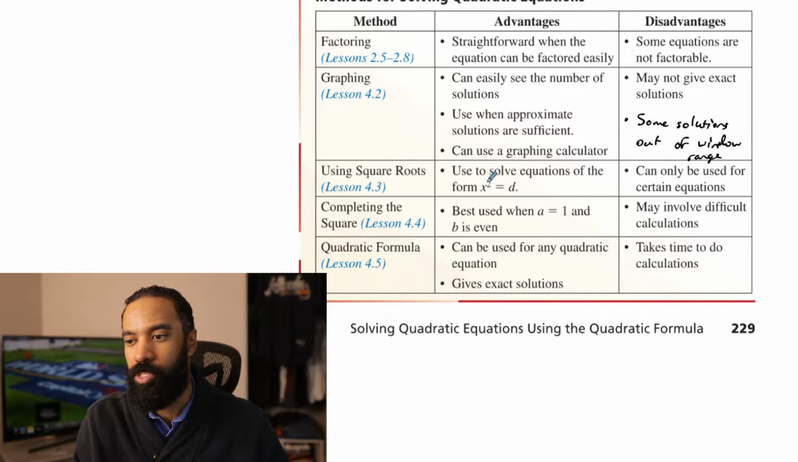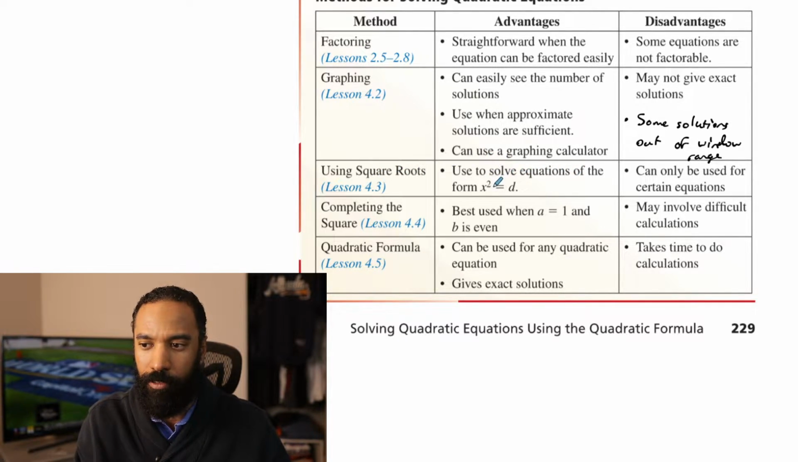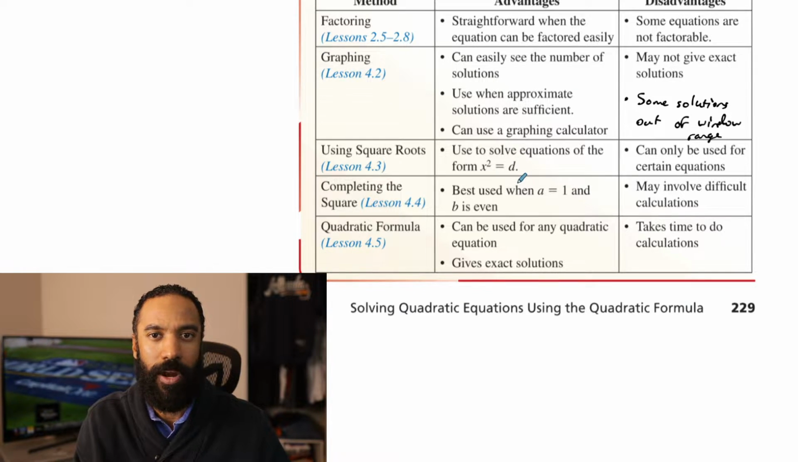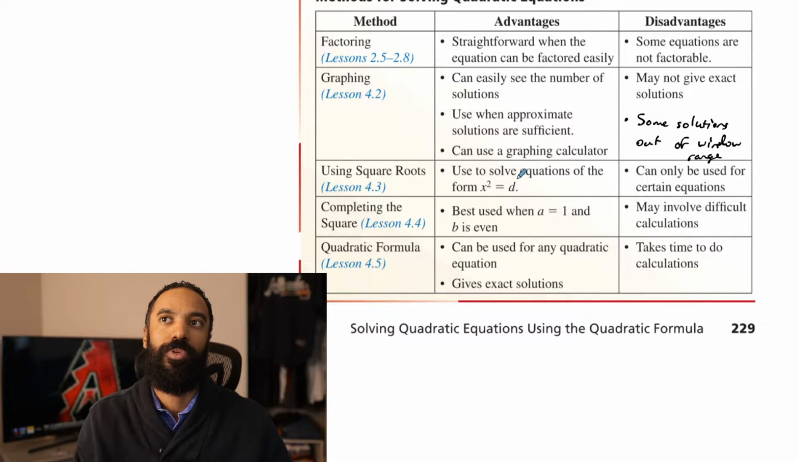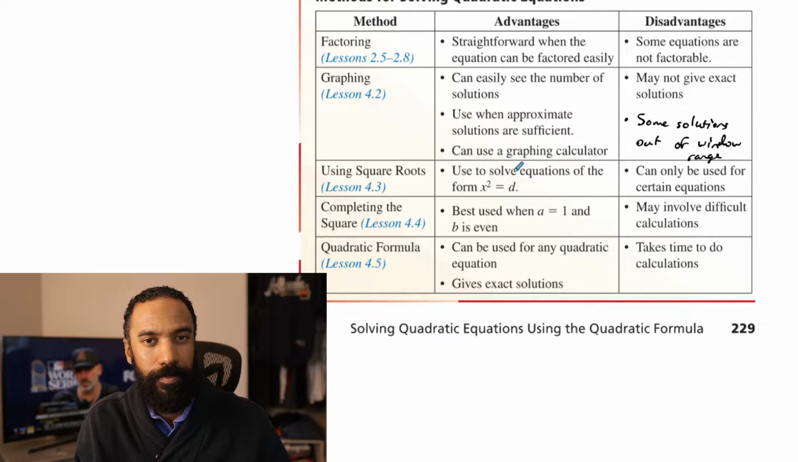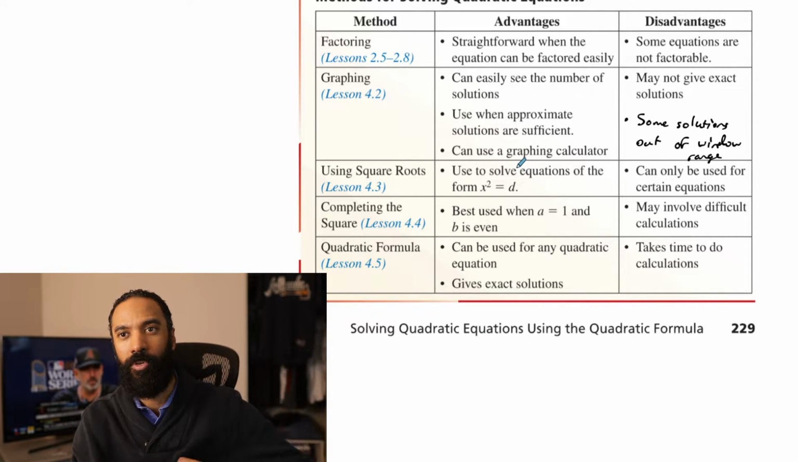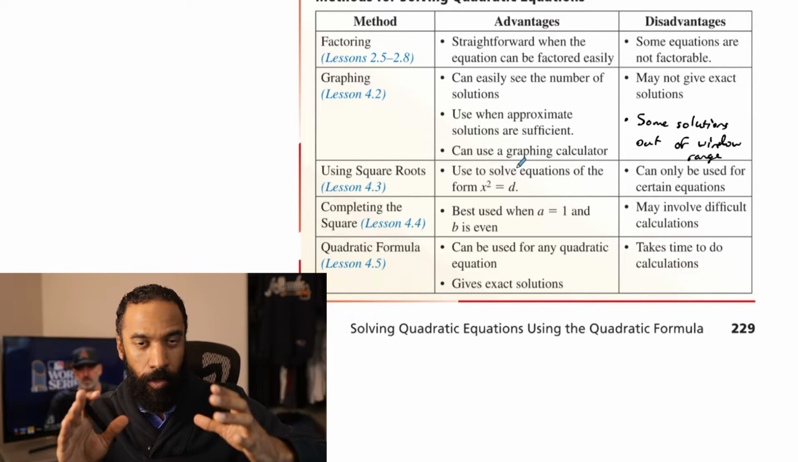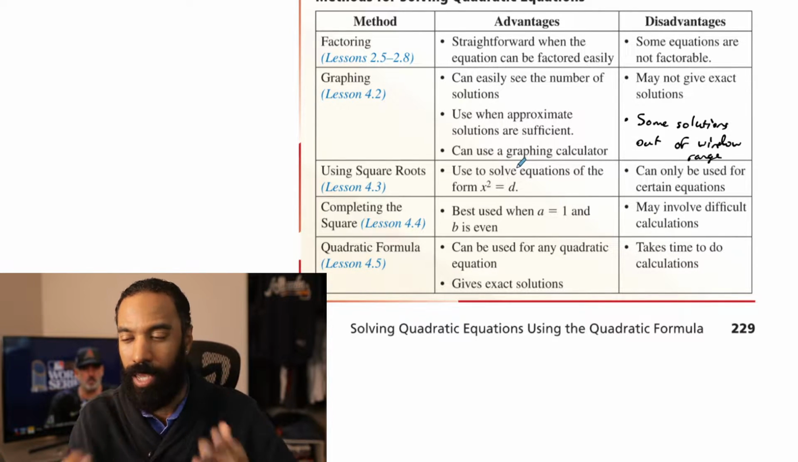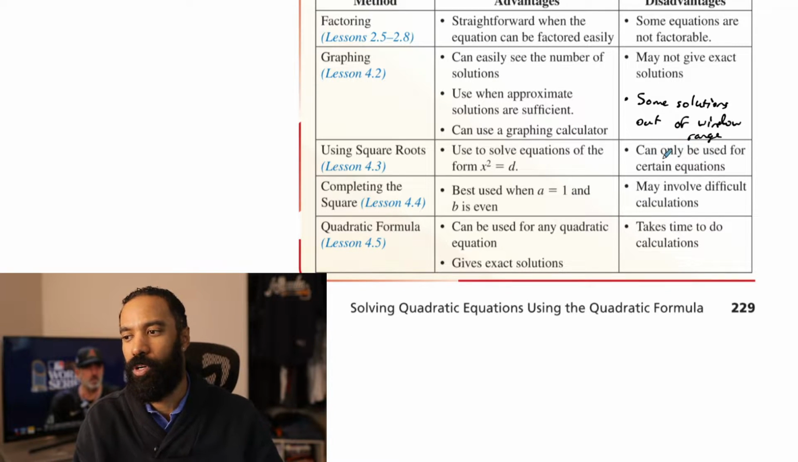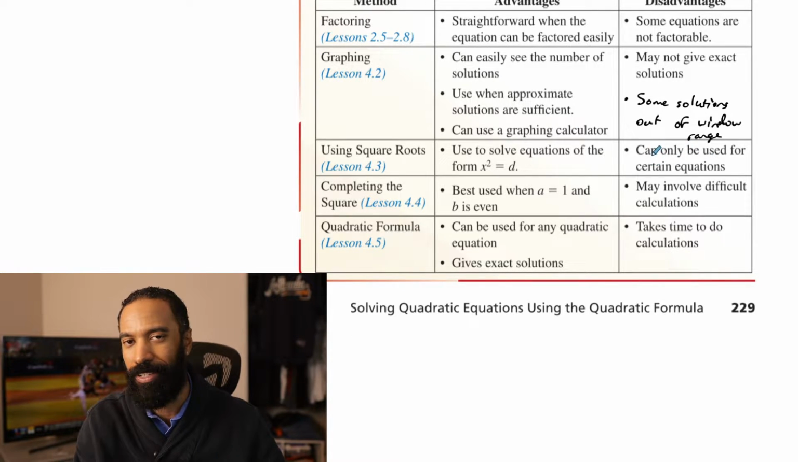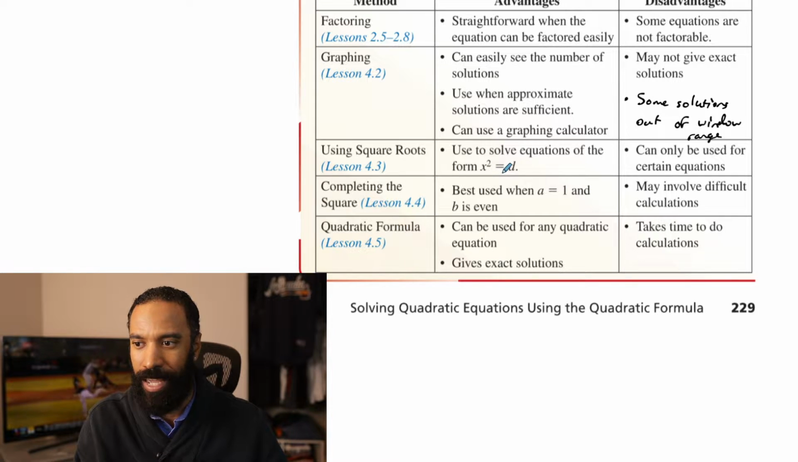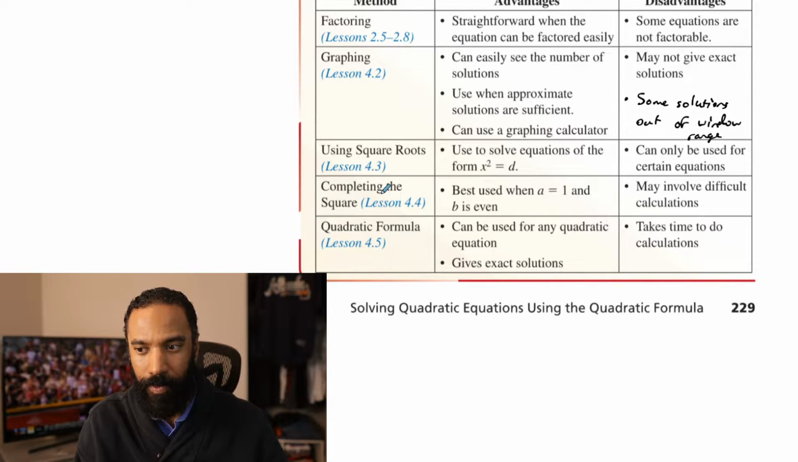Solving using square roots. This is good when you have, it says, the form x squared equals d. More so, it's better when you don't have a linear term. Okay, when I have an x squared term only, or a squared binomial with x inside it, isolated, I can isolate it. That'd be good. It can only be used for certain equations, and they're not being specific. If I have a linear term, this is a no, unless I can factor a perfect square trinomial, which brings me to completing the square.